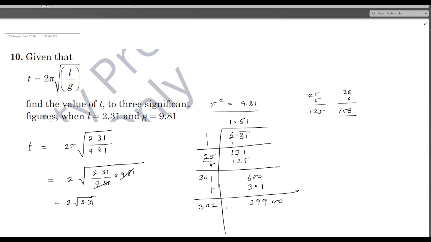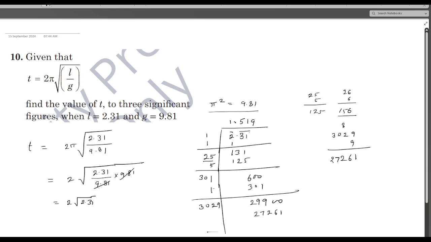Then 302, if I write a number, say 3029, and if I multiply by 9, it's 9 times 9, 81, 8, 9 times 2, 18, 18 plus 8 is 26. So here 2 and 9 3s are 27. So I can write 9. So times 9, it is 27261. So this will keep on going and going.